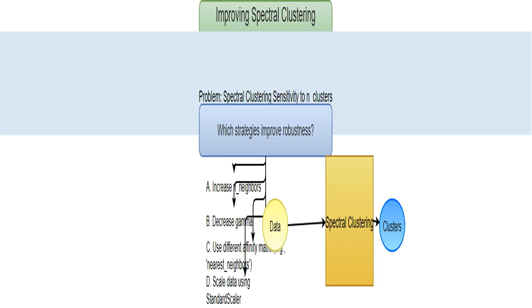This is the question we're trying to answer. We need to identify approaches that make the SpectralClustering algorithm's results less sensitive to the number of clusters we choose. This is crucial for making our data analysis more reliable and repeatable.